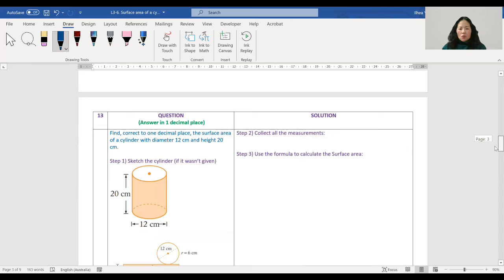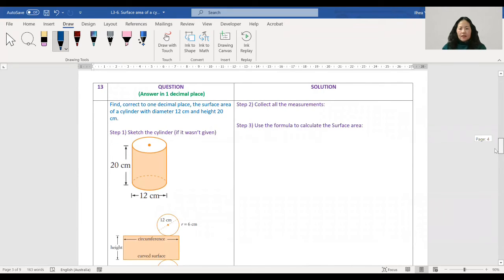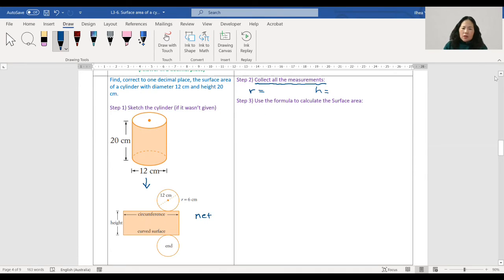So the first step is always to sketch the cylinder if it wasn't given to you in the question. It doesn't really matter what kind of cylinder it is, just a normal cylinder with two circles and one curved body. And put the measurements in. Step 2 is to collect all the measurements. What do I need? I need the radius and the height if I want to use the formula. So let's write the formula first. Surface area for a cylinder is 2 pi r squared, that's for the two circles on the top and the bottom, plus the rectangle in the middle, 2 pi r h.